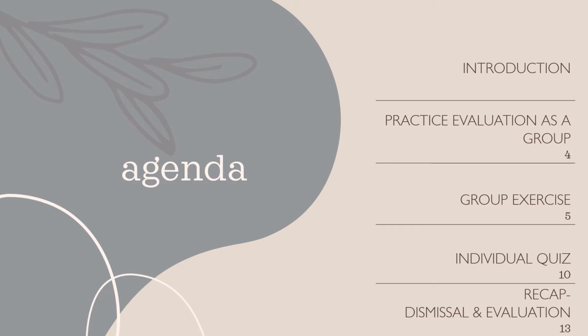So first, we're going to have our introduction to this class. Followed by that, we're going to have a practice evaluation as a group of what you've learned. And then we're going to get into small groups, and we're going to have a group exercise. Then you'll go back to your workstation and you're going to do an individual quiz. You will be required to score 75% or higher to pass this class.